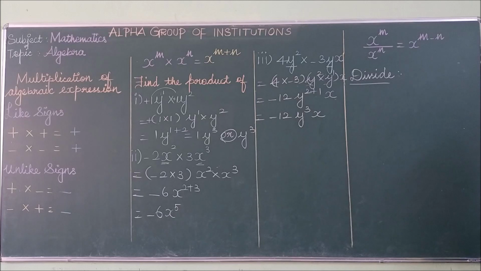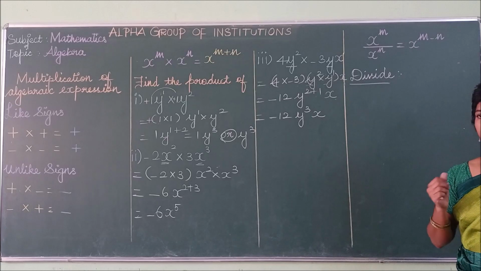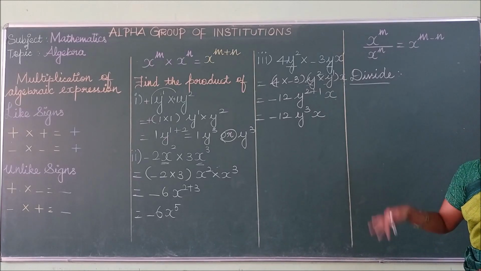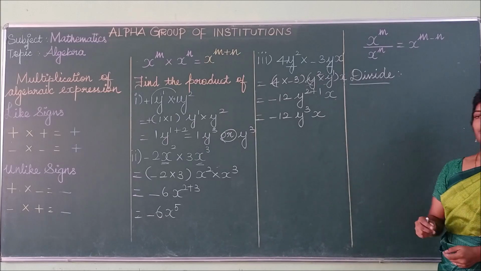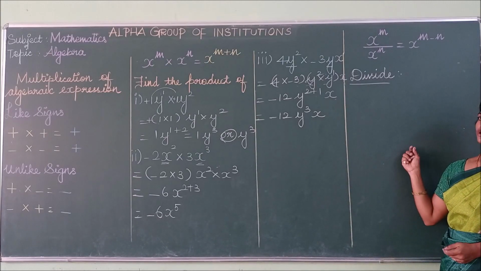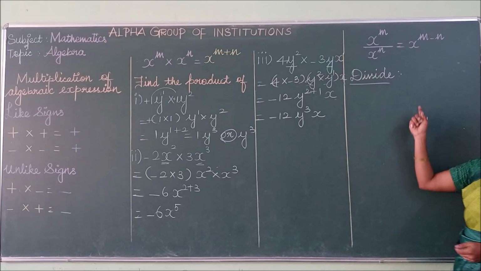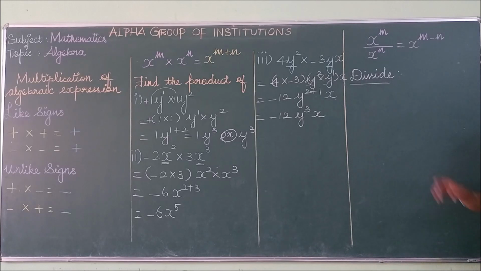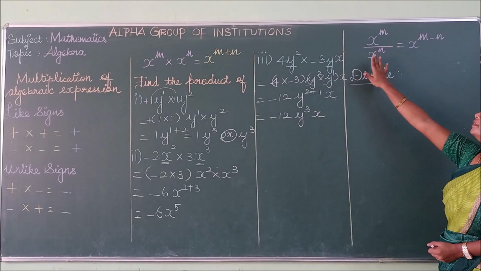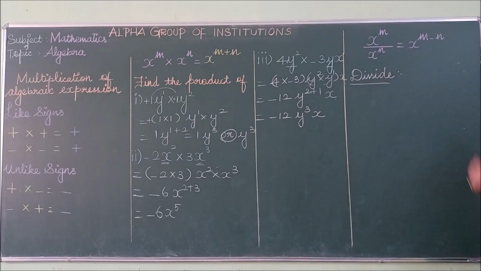The next thing we are going to learn is division. In our previous class we learned addition and subtraction, and we recalled that in this session also. Today we have covered multiplication. Now we are going to see division. For multiplication there is one formula or rule, and similarly for division also there is one rule. What is that rule? x power m divided by x power n is equal to x power m minus n.